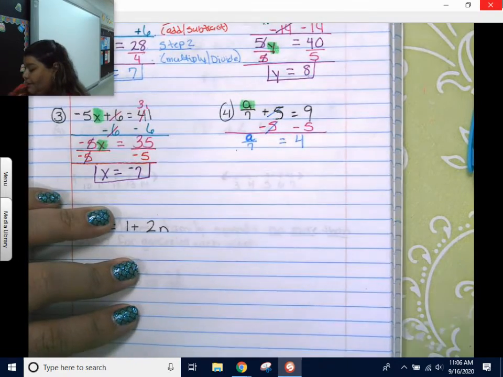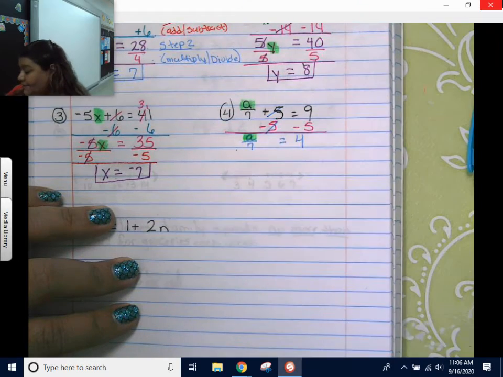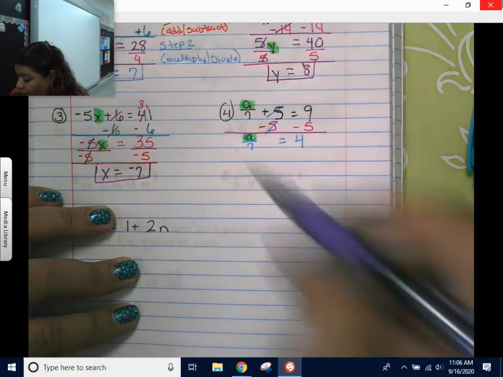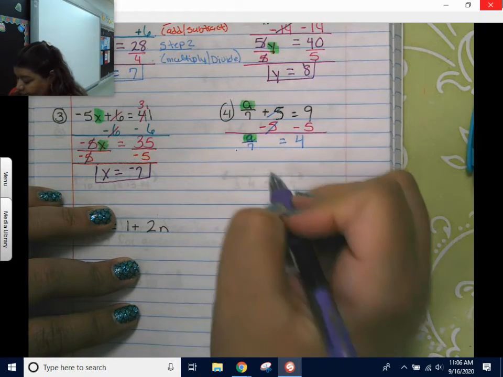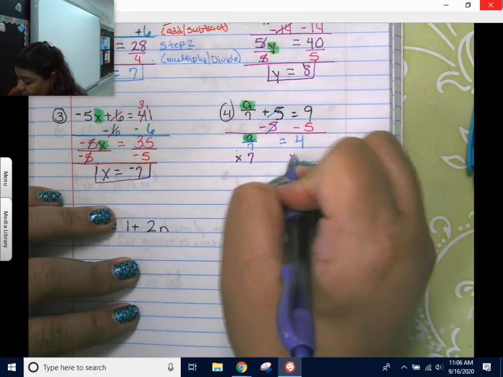Good. Same thing now. Isolate the variable. Now that 7 has to go. So we must do the inverse. So the opposite of dividing by 7, multiply by 7.